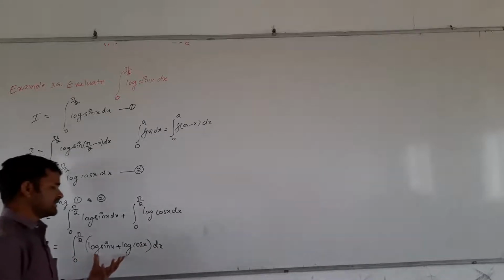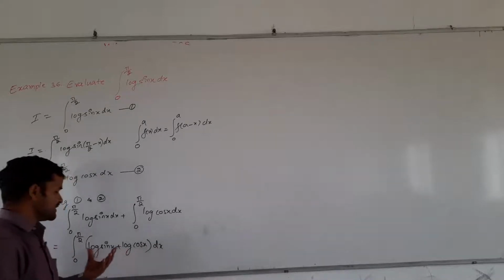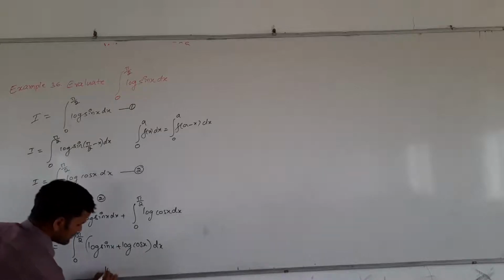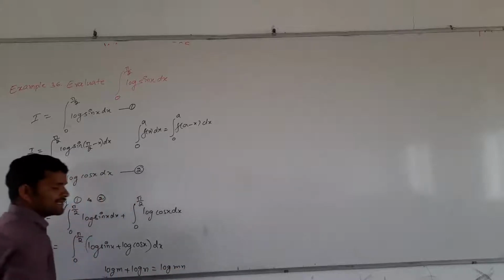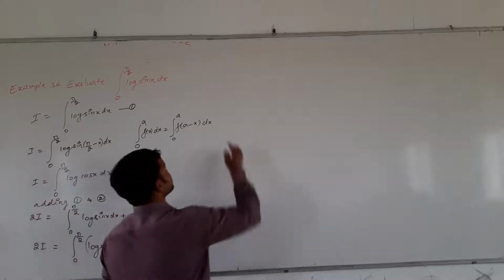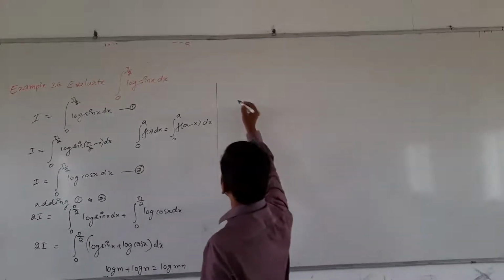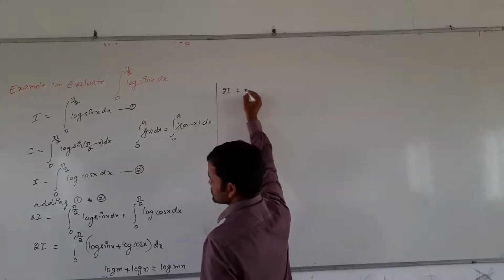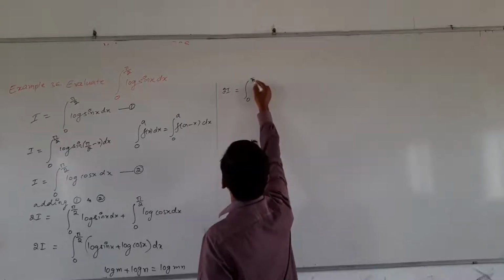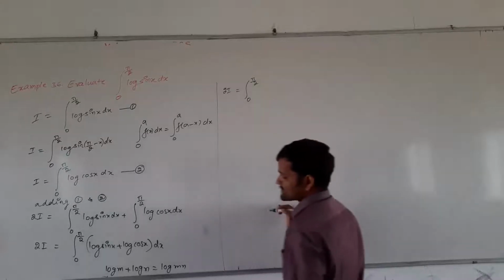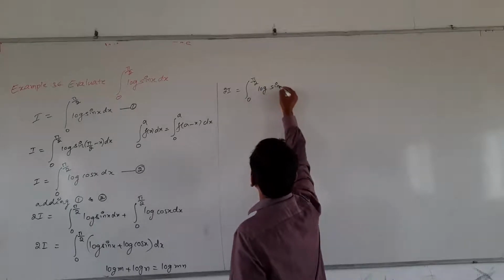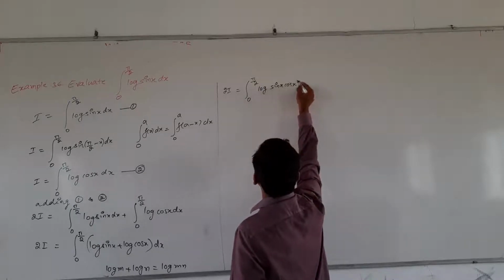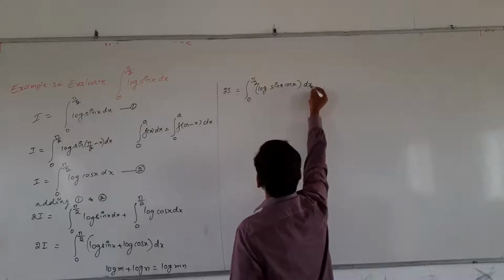Now you see this function is in the form of log m plus log n. We know the formula, log m plus log n is equal to log of m into n. Now we have 2i is equal to integrating from 0 to pi by 2 log mn, we are going to write log of sin x into cos x into dx.